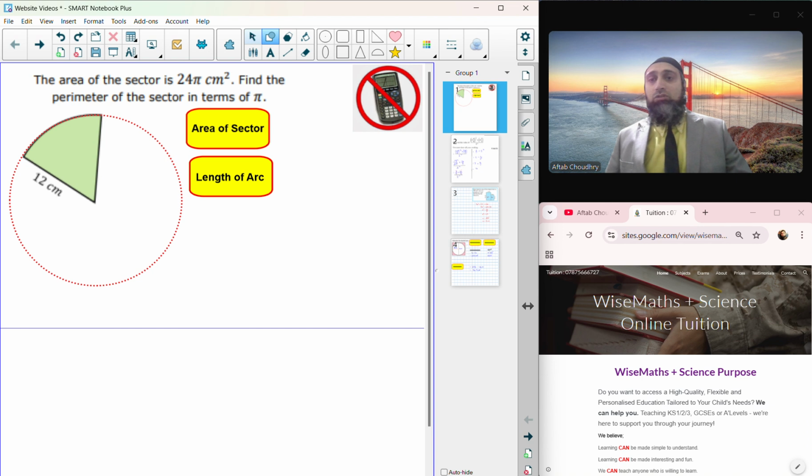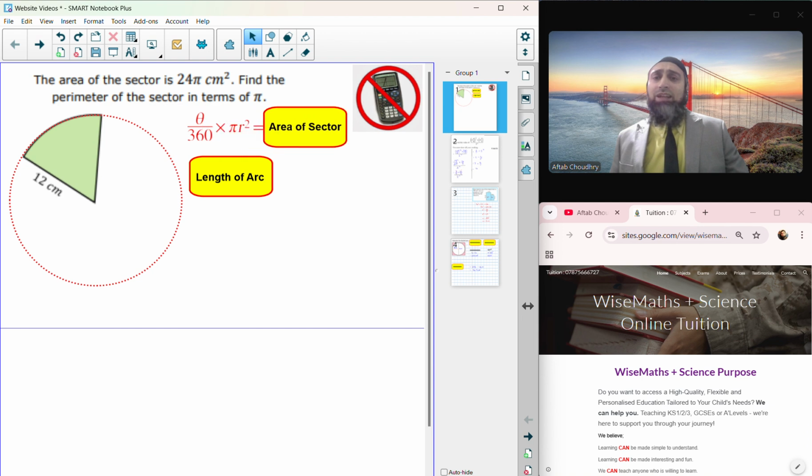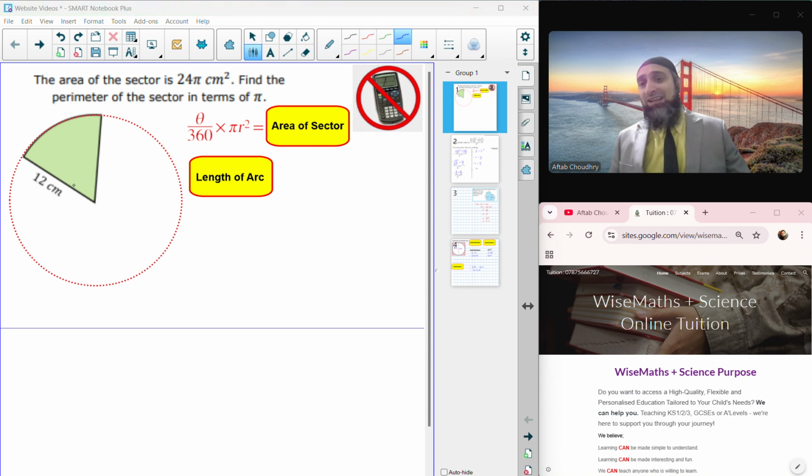Now it goes on to say, find the perimeter of the sector in terms of pi. What we're going to do is first work out the area of the sector. You should know that the area of a sector is theta over 360 multiplied by pi r squared, because pi r squared is the area of a circle, and this is a portion. Theta represents an angle. If I label that here, we can set ourselves up with an equation.